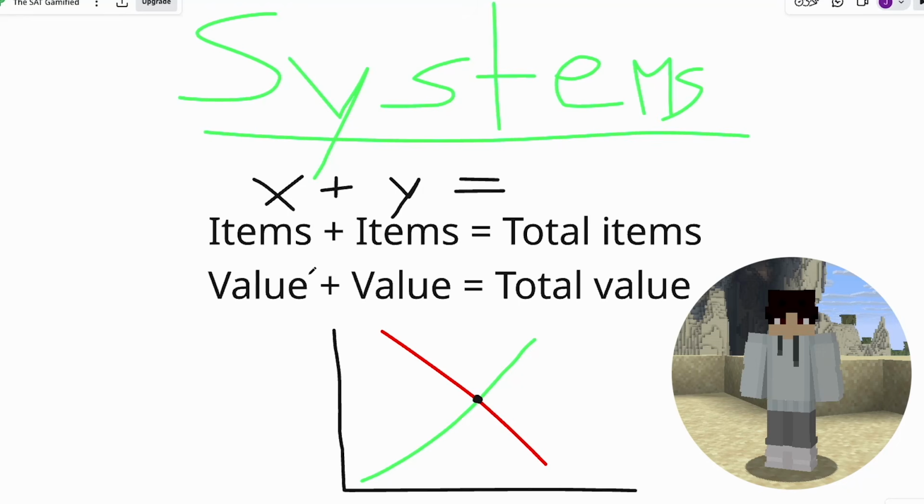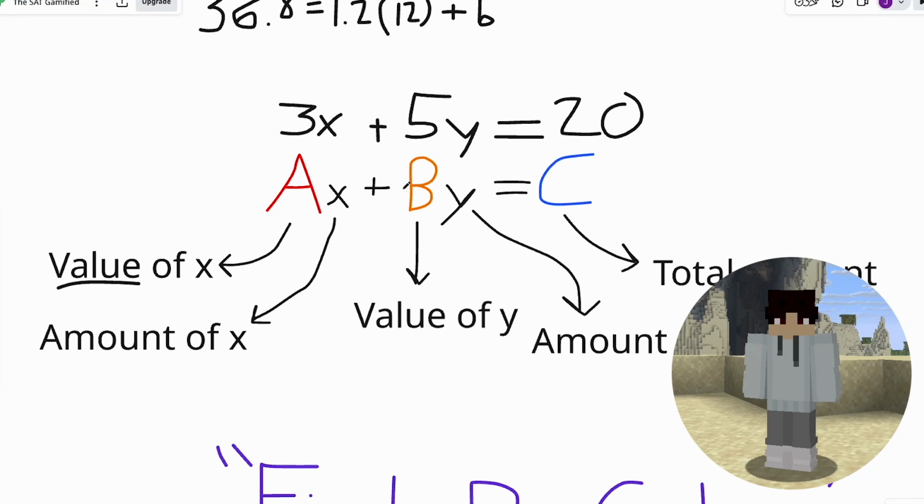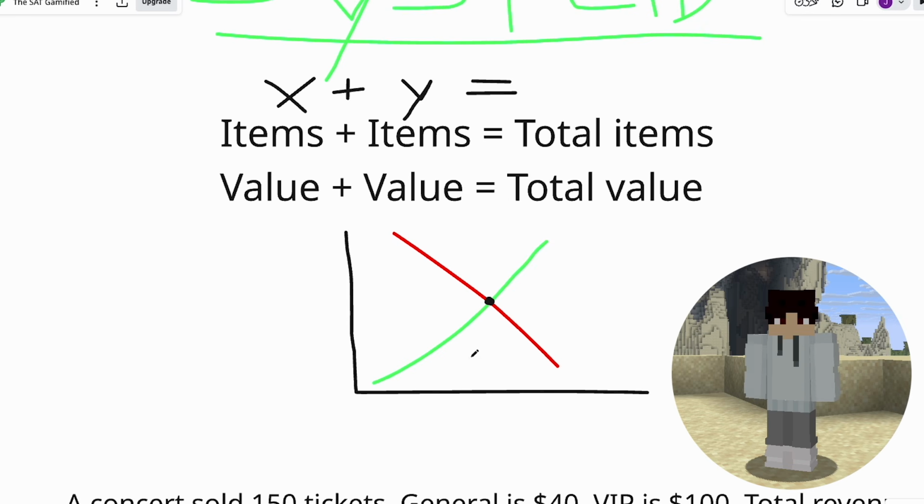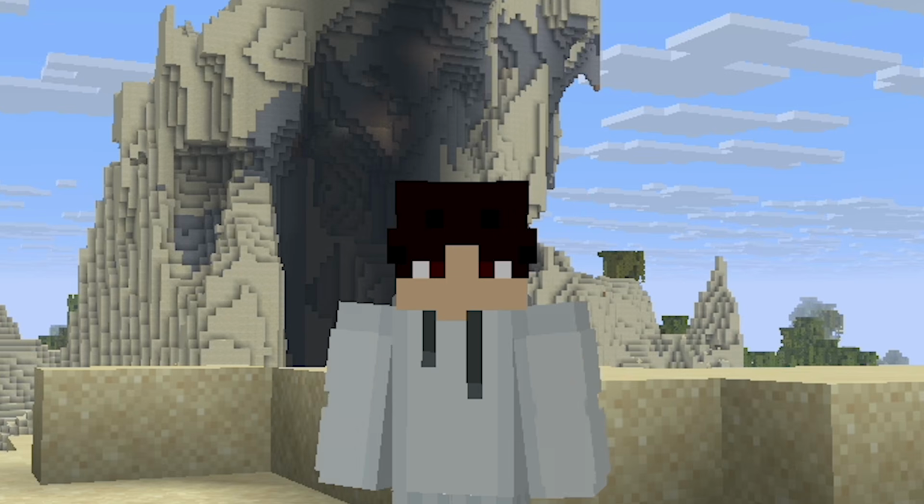And then you have the value plus the value equals the total value. That's usually represented by this equation here, ax plus by equals c. So you're saying the value of x, the price of it times the amount of it, is equal to some total amount. And then if you put these into Desmos, you'll see 2 lines and they intersect each other at one place. And this one place where they intersect is the solution. Let's try an example like this.